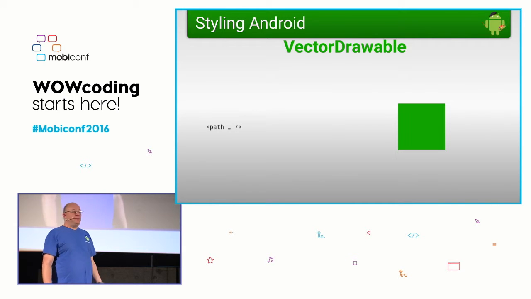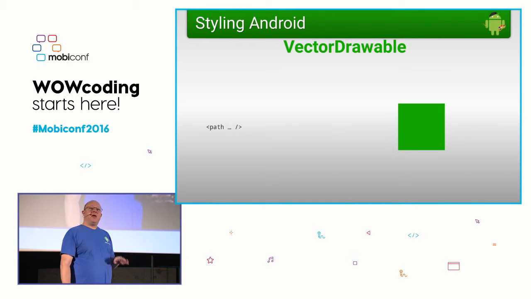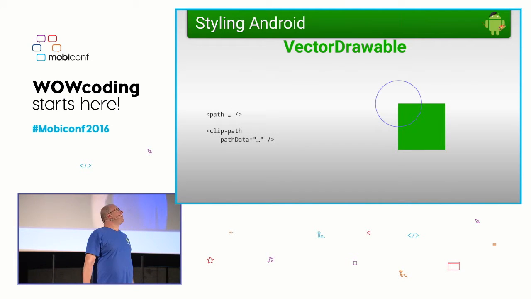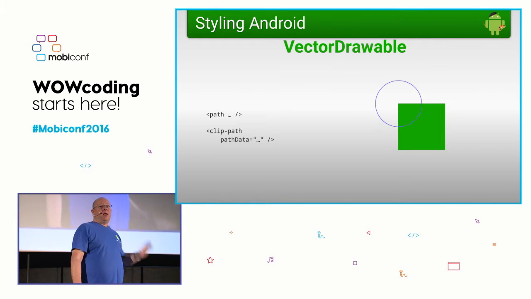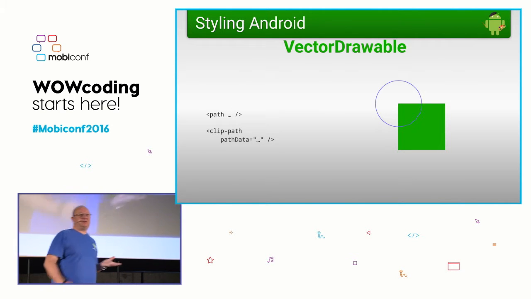The final thing that we have is what's called a clip path. Now this is very, very similar to a path, only rather than drawing something itself, it actually controls what else can be drawn on the canvas. So here, if we put a clip path in there, which represents path data that is that circle, it's not going to draw that circle. I've just put the outline there so you can see what that path data represents.